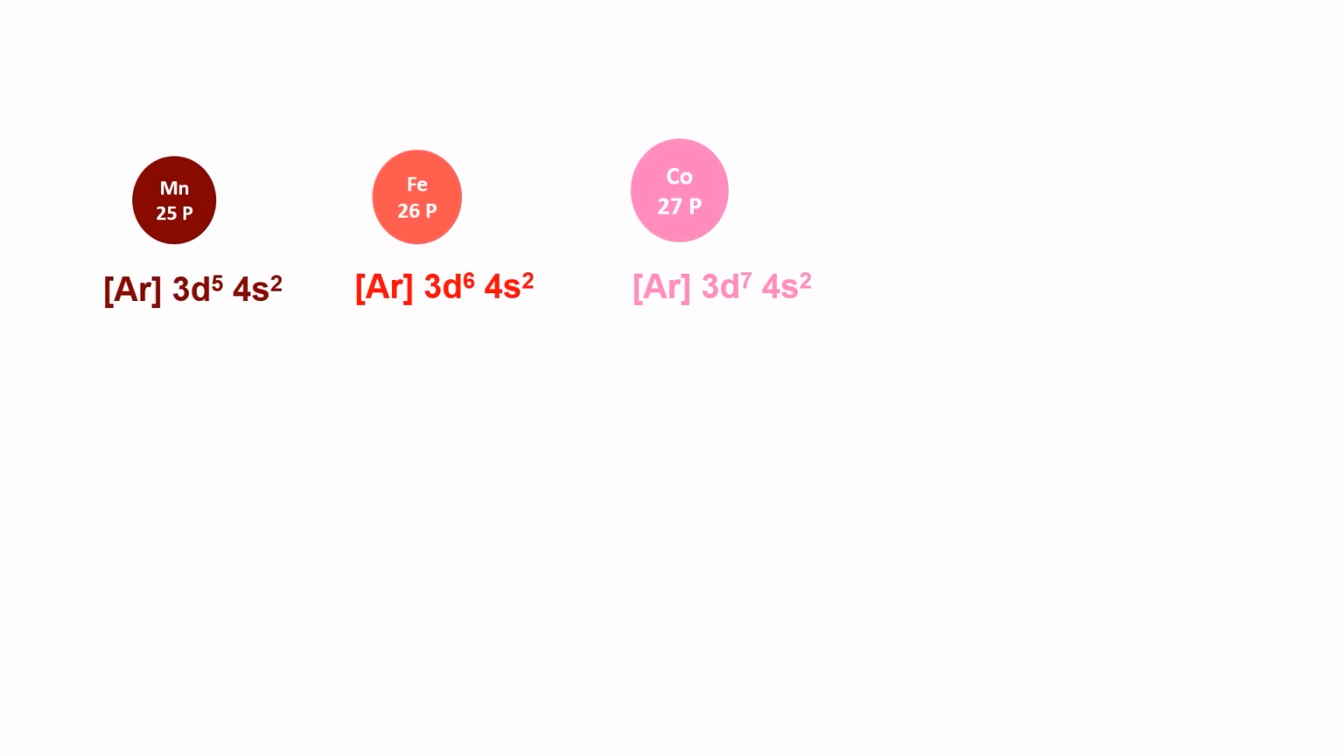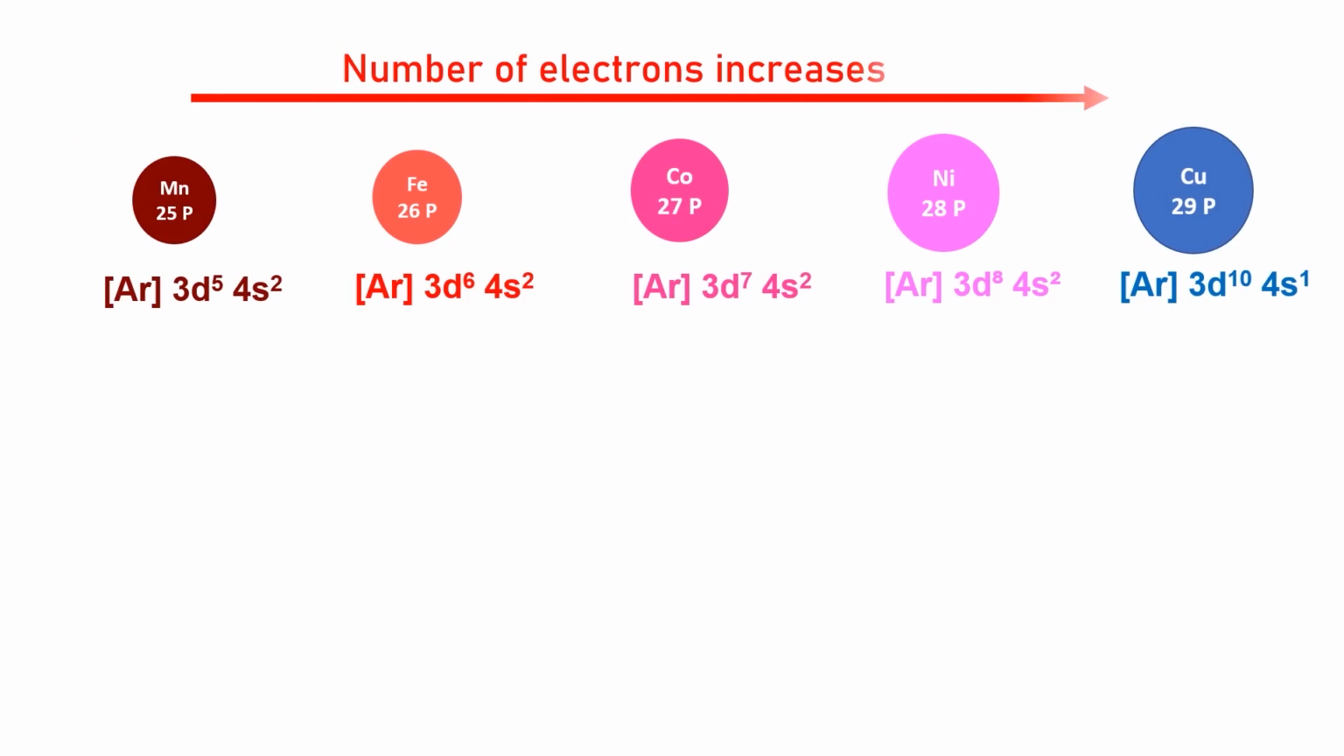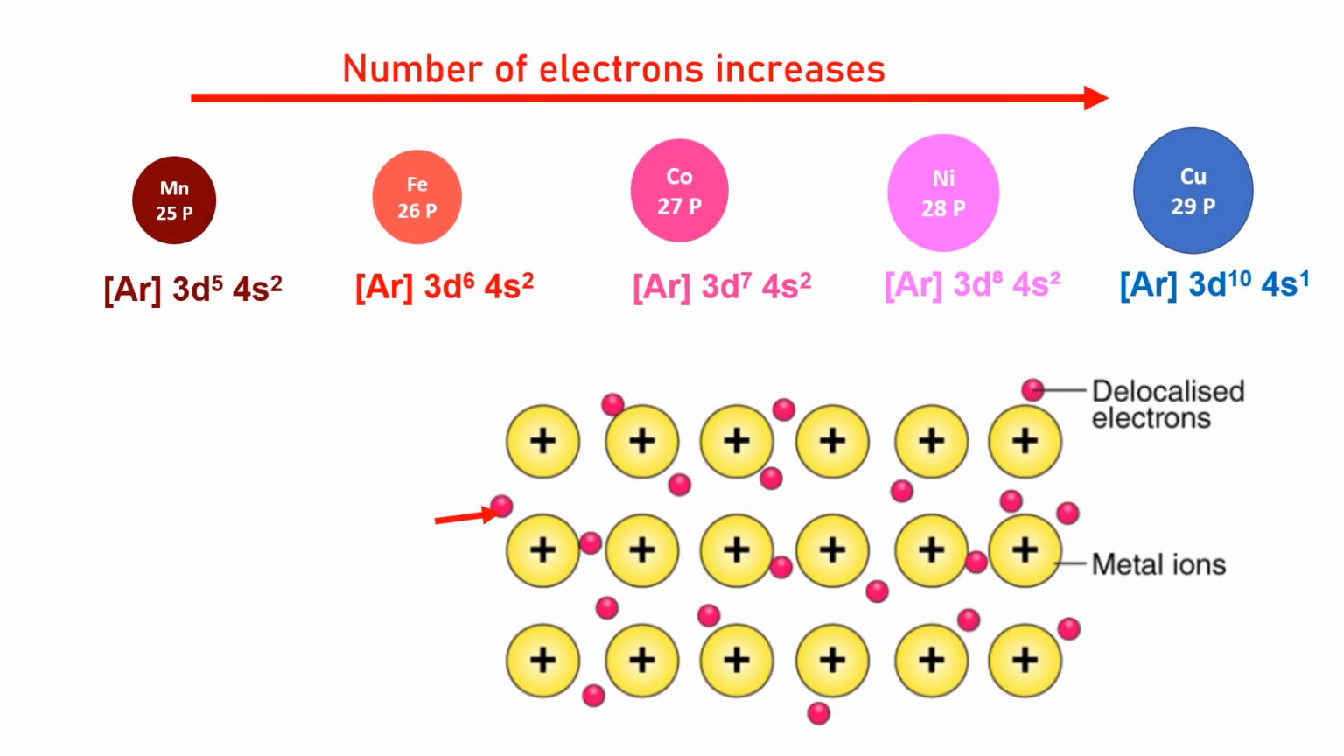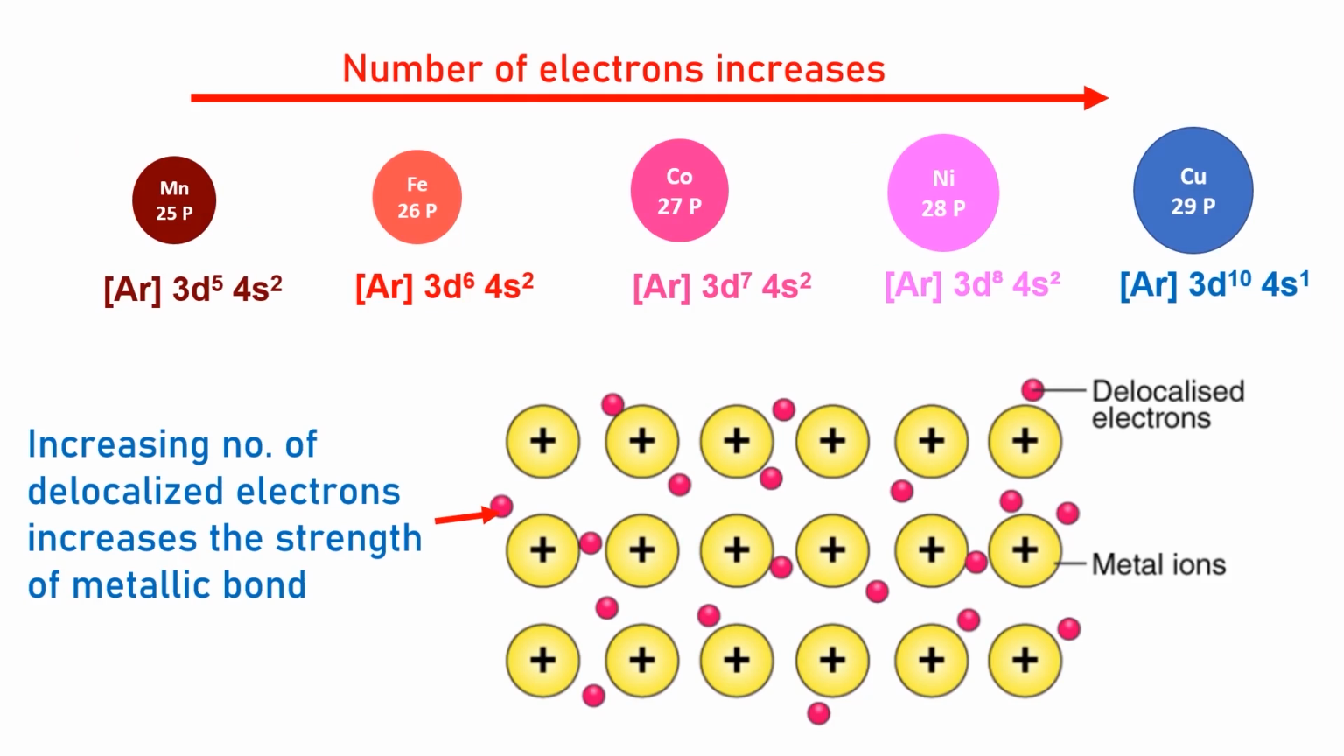Transition elements have high melting and boiling points. Metallic bond forms between atomic valence electrons. As the number of the valence electrons increases, the strength of the metallic bond increases as well, resulting in an increase in the melting and boiling points. There is a large number of bonding electrons compared to metals in S-block elements, which makes the melting and boiling points of transition elements higher than S-block metals.